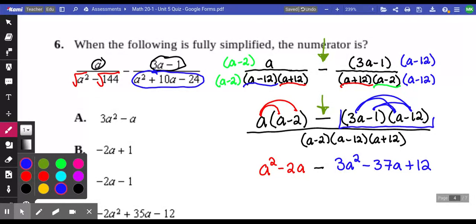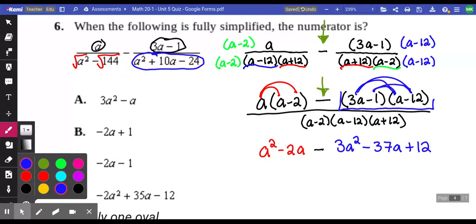The trick to this question. On my a's, on the red, I've multiplied properly. On the blue, I've multiplied properly. However, I wanted to subtract this blue stuff. So that means I need to put brackets around that blue polynomial.